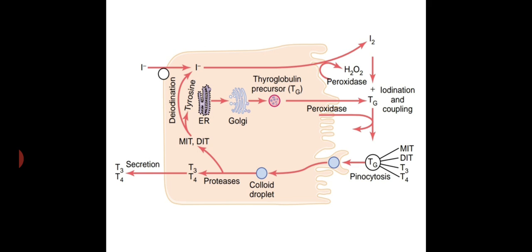Monoiodotyrosine and diiodotyrosine are also freed from the thyroglobulin molecule, but they are not secreted into the blood. Iodine present in these molecules are cleaved by the enzyme deiodinase in order to recycle iodine. Thus, this step is a very important step. Otherwise, person becomes iodine deficient.